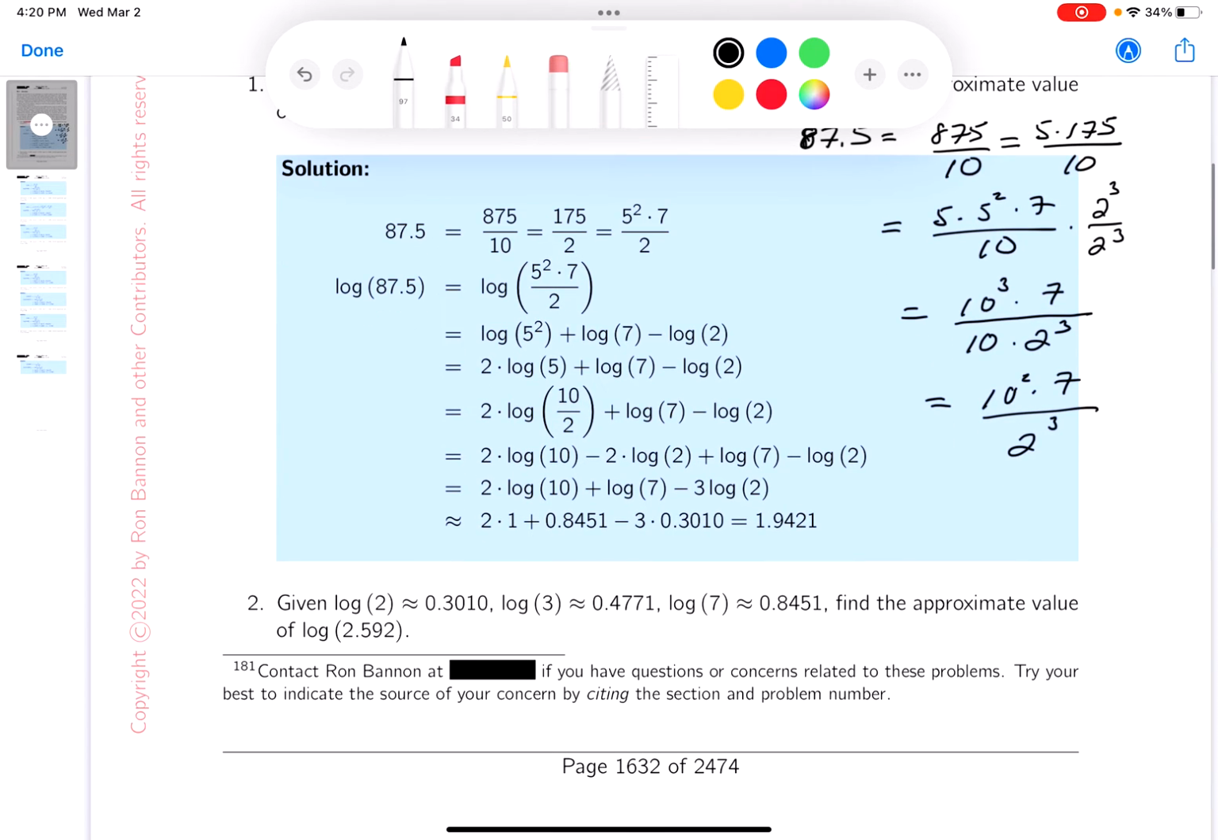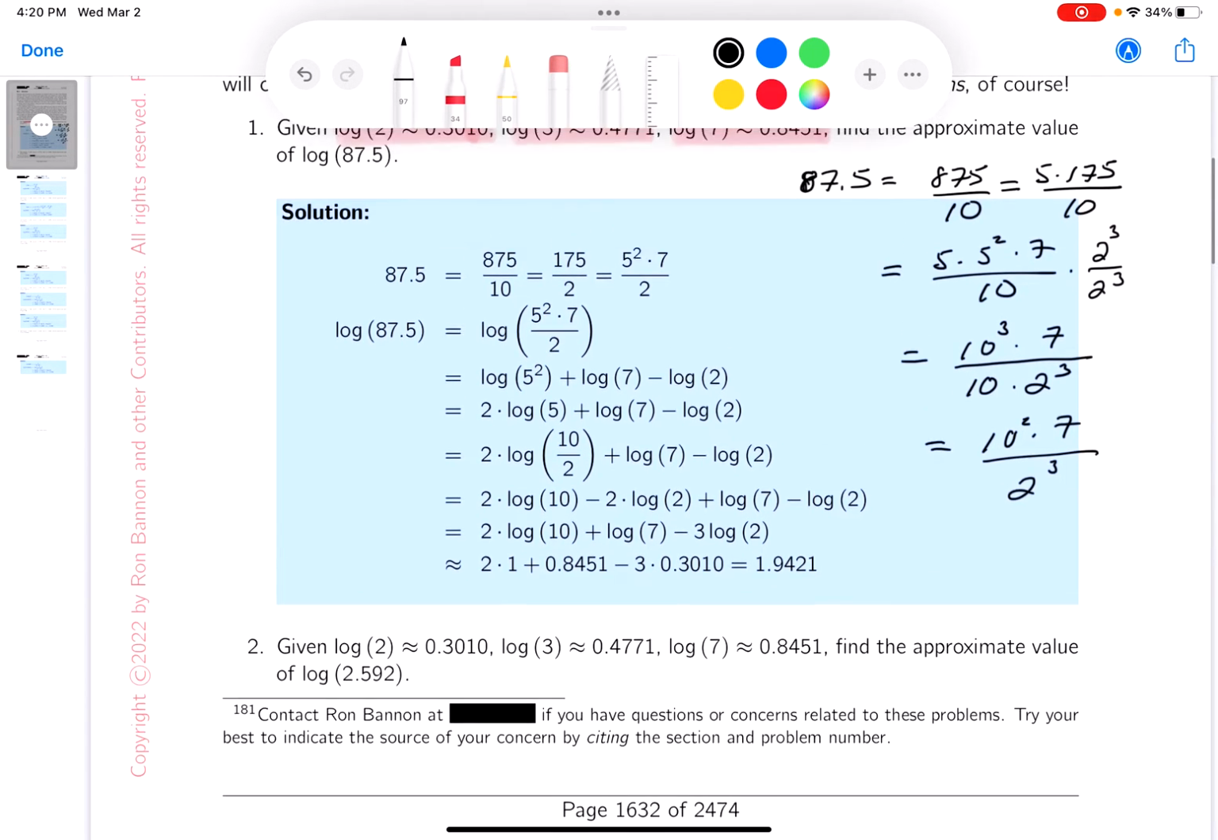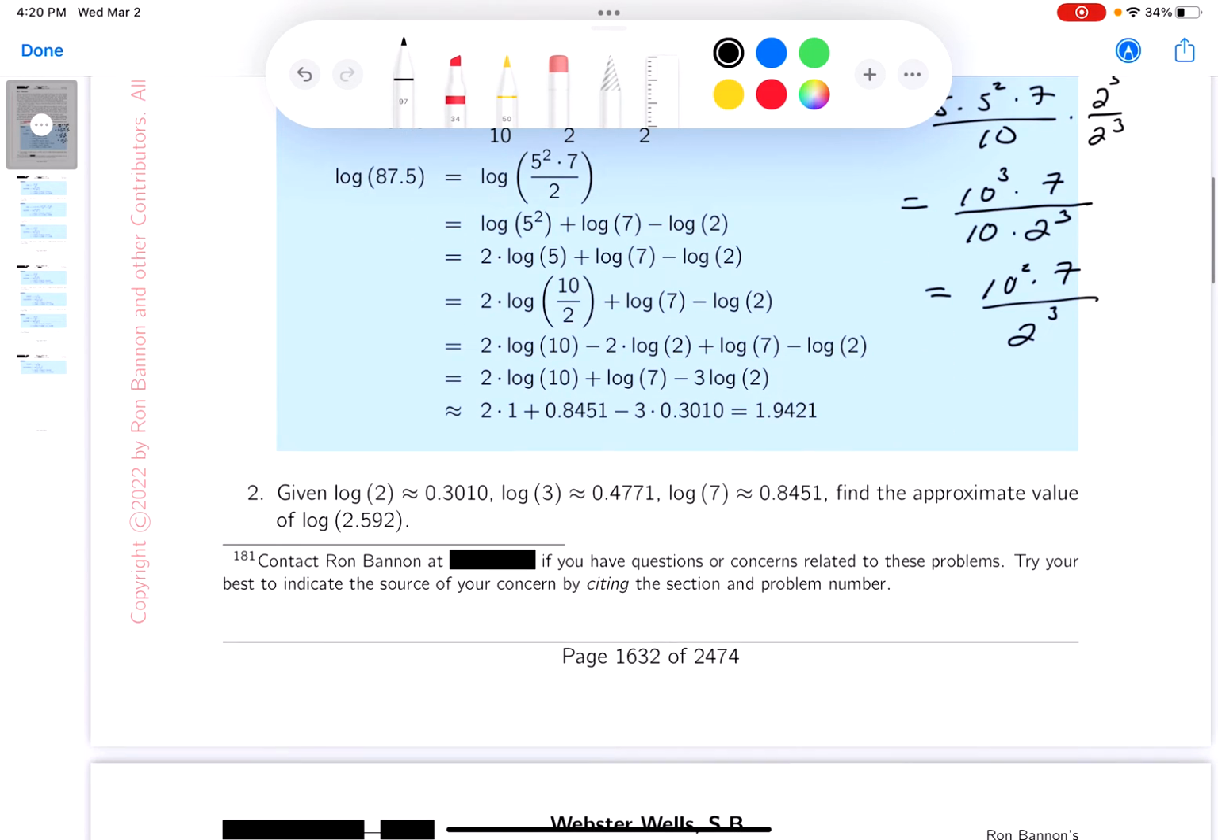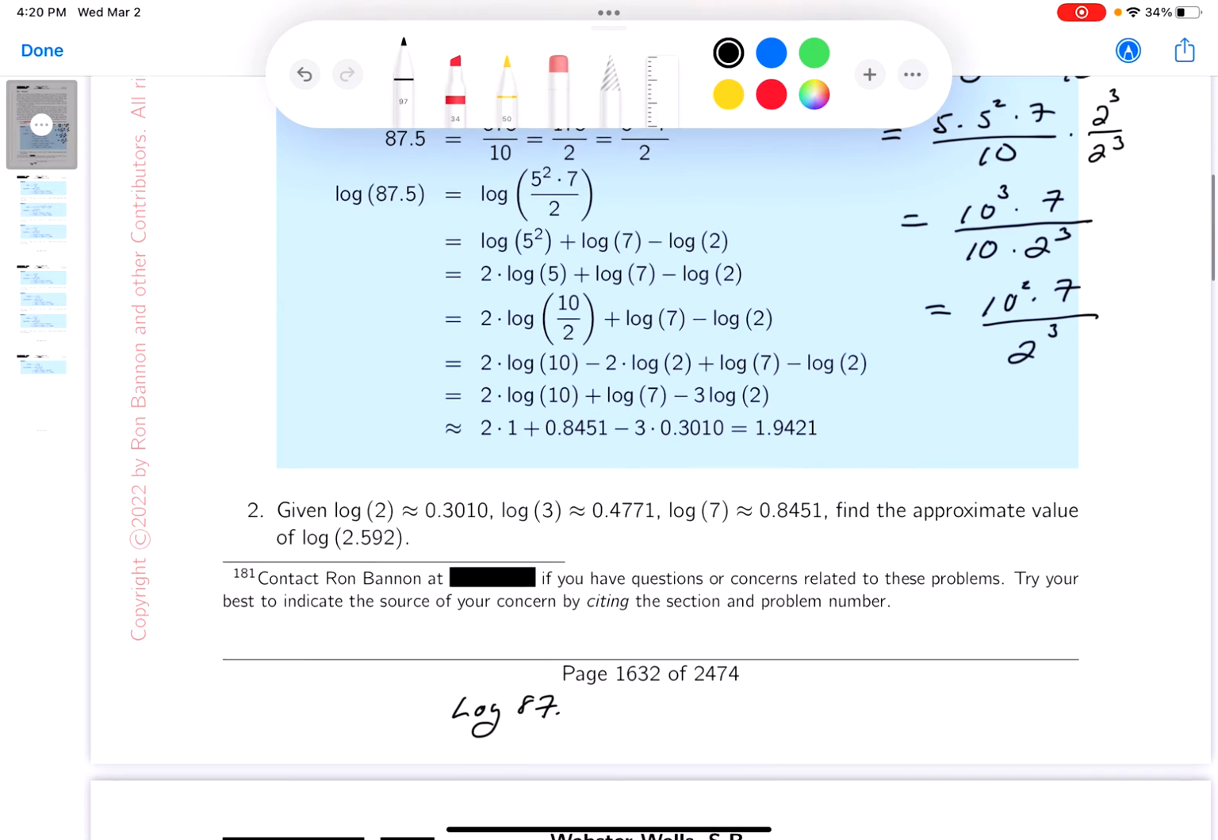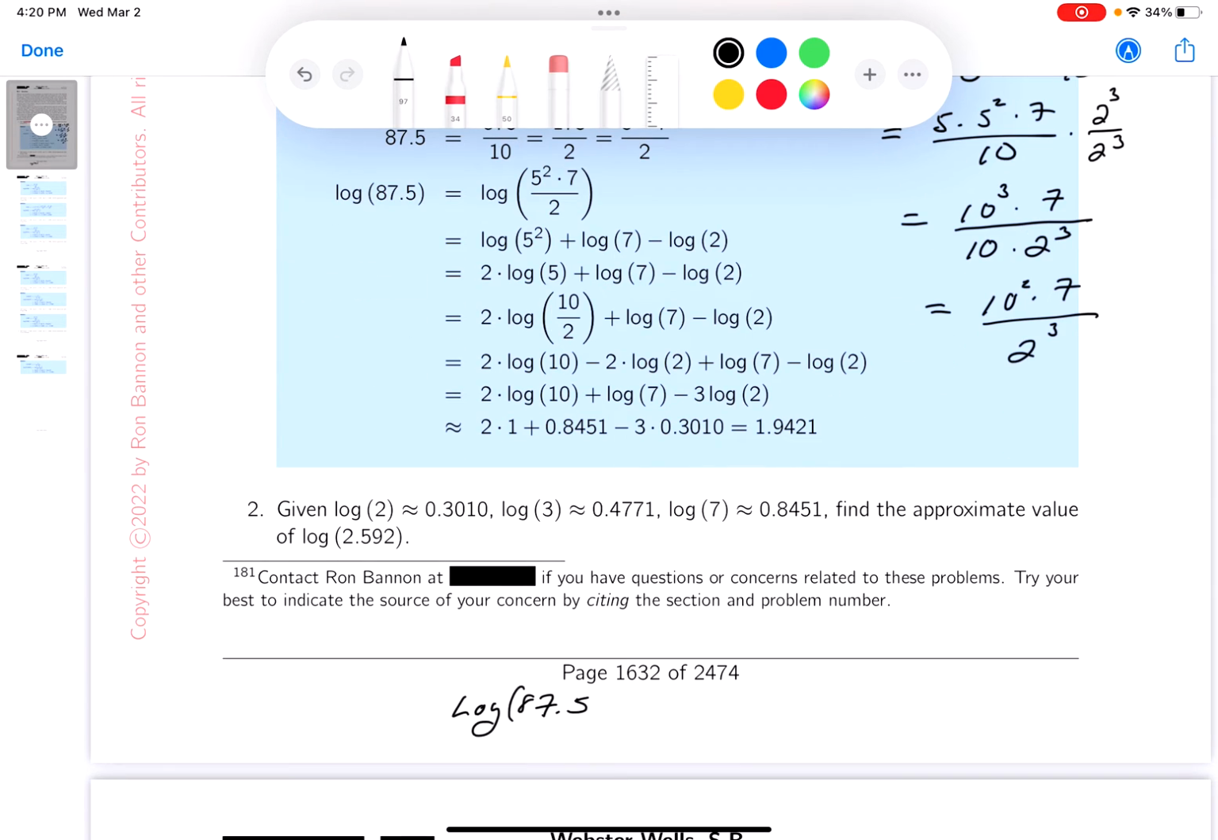Well, here's the deal. Certainly, I know my work might look a little different over here, but I want to write down the way I would do the problem now. I'm going to write it over here. So I'm going to say log of 87.5 is really the same thing as taking the log of 10 squared times 7 over 2 cubed. And I believe it's going to be easy to write down. For example, coming from the prior section, we're a little better at this now.